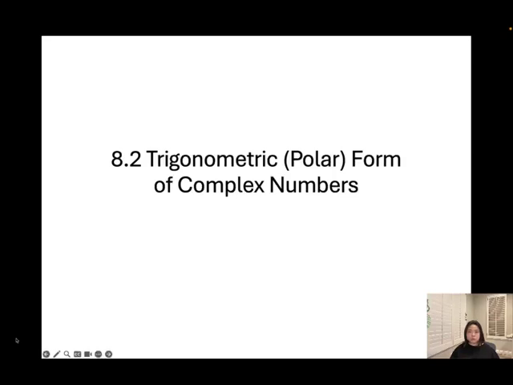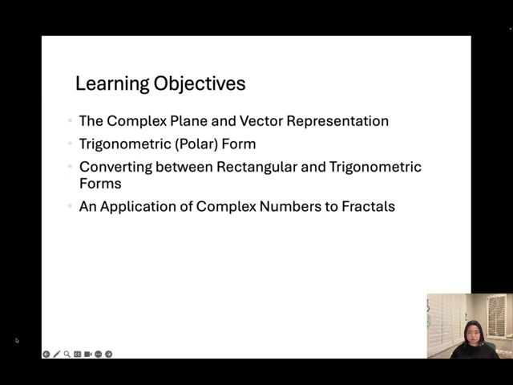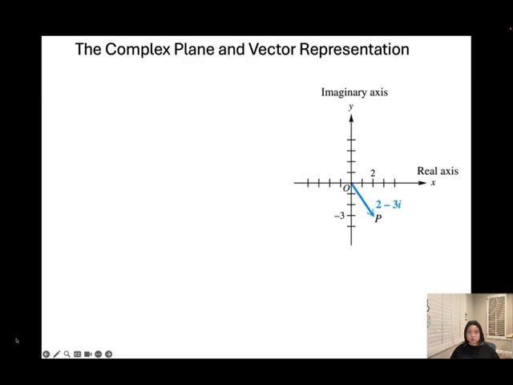Section 8.2, Trigonometric form of complex numbers. The complex plane and vector representation. The horizontal axis we call the real axis, and the vertical axis we call the imaginary axis.